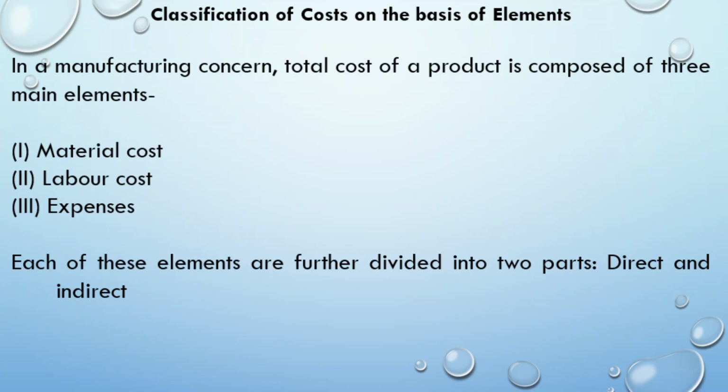On the basis of elements, the costs are classified as material cost, labor cost, expenses. Each of these elements are further divided into two parts, direct and indirect.